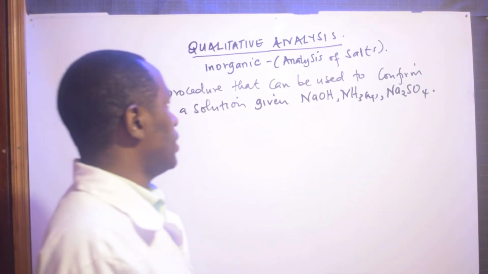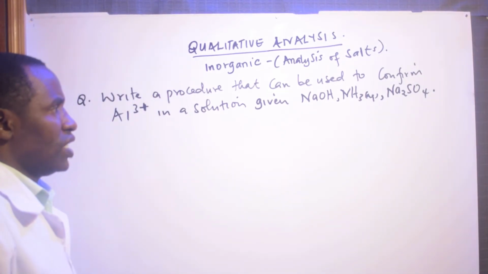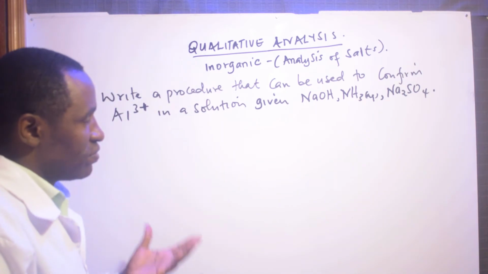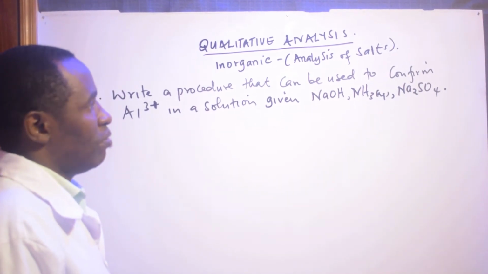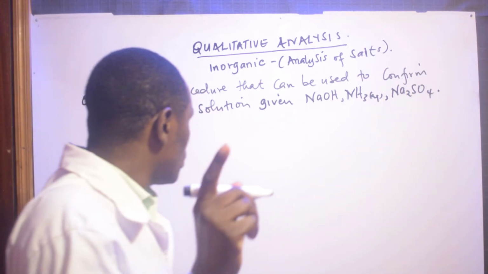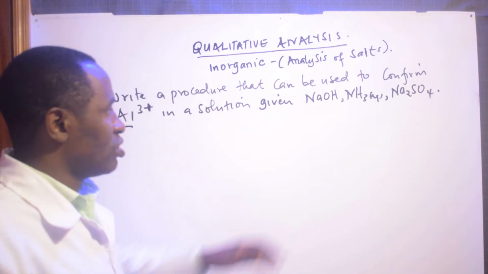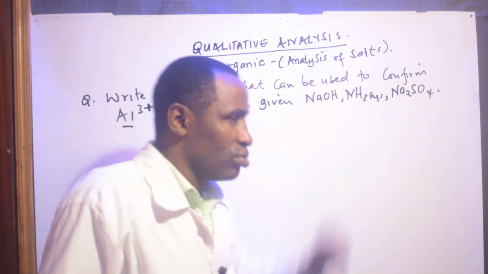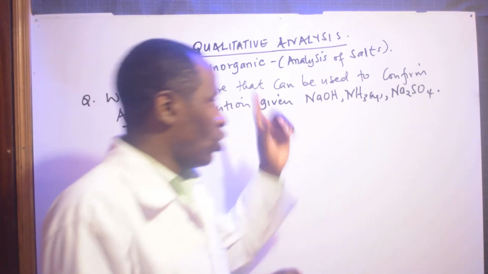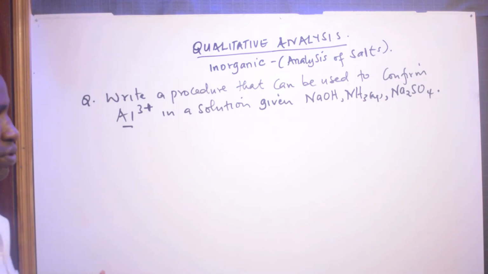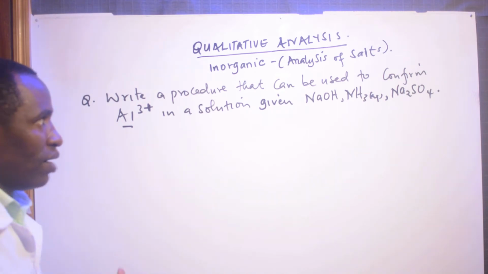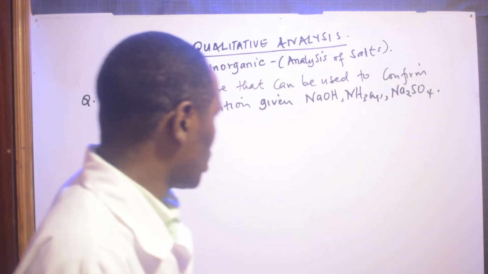Now, let's try to apply what we've just learned about our reagents. We're going to use some of them to help us analyze a given salt suspected to contain aluminium ions. We're going to use sodium hydroxide, ammonia, and sodium sulfate. You can start with sodium hydroxide, or we can start with ammonia and then move forward like that. My main aim here is just to show you how to go about the analysis, to give you some small analytical skills on this.